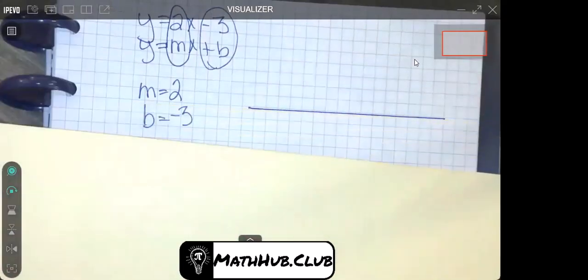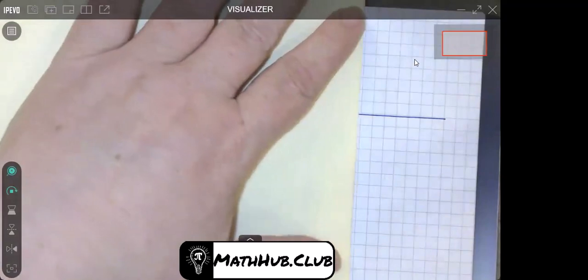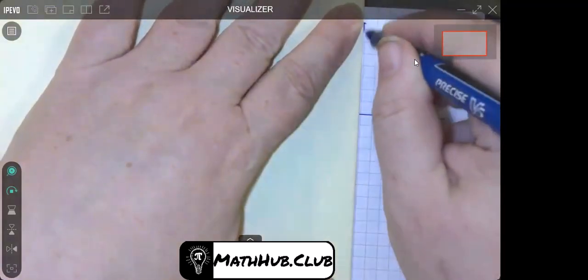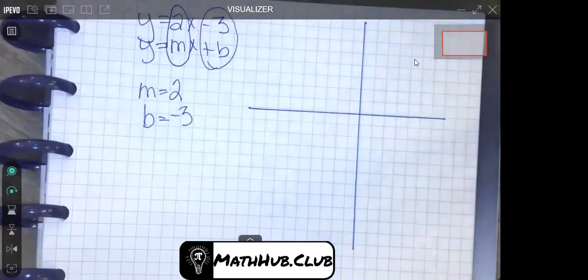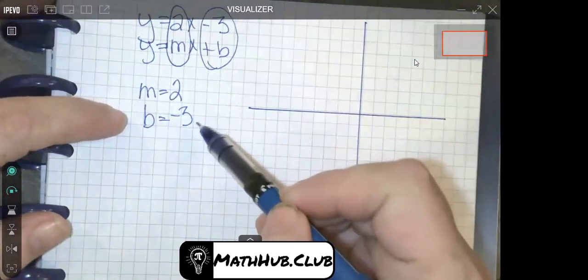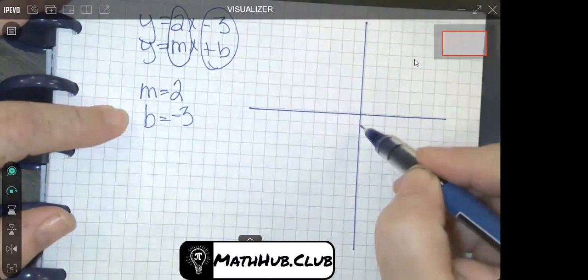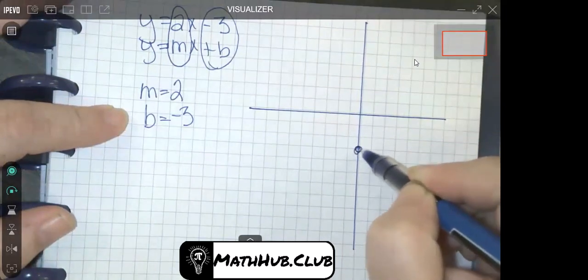Okay, there's our x, and here is our y. Hopefully you remember the first thing you need to do is graph the y-intercept. So let's go to -3. 1, 2, 3. And we're going to put a dot.